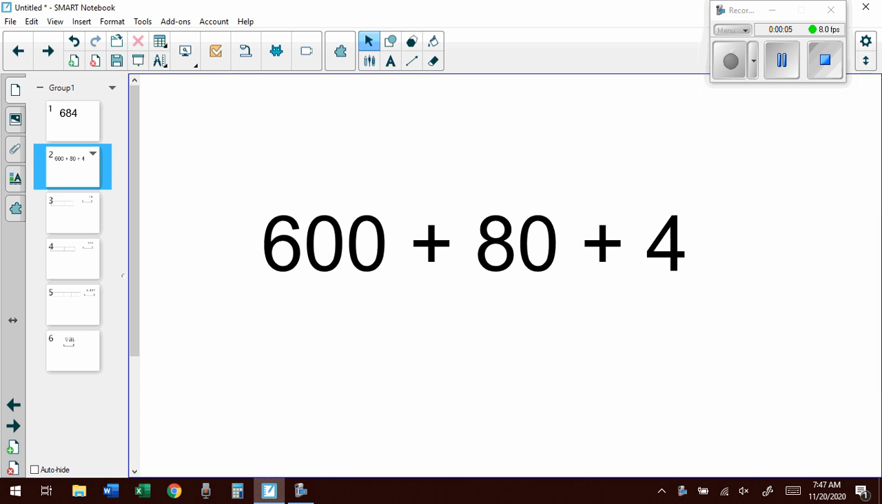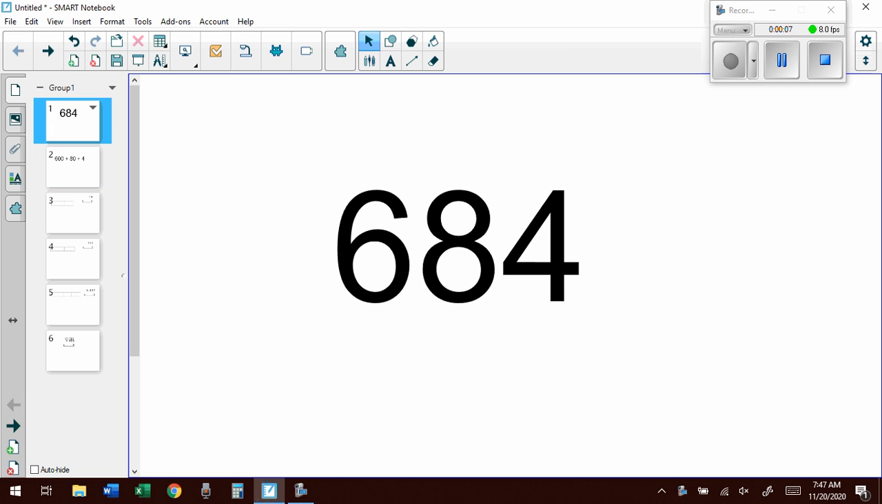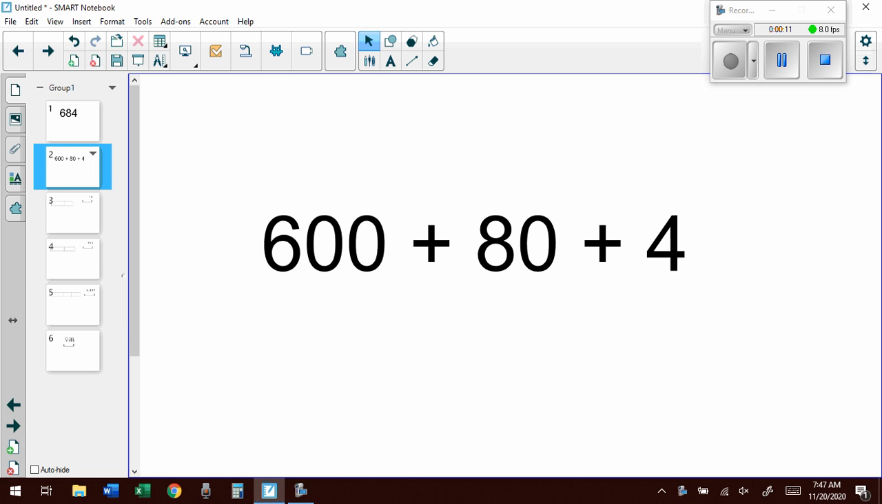That's what we're doing today. We are taking a number and we are "yachaing" it into pieces. So 684 is 684. We're going to use this method to solve multi-digit by one-digit multiplication problems.